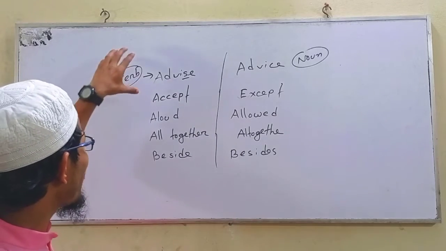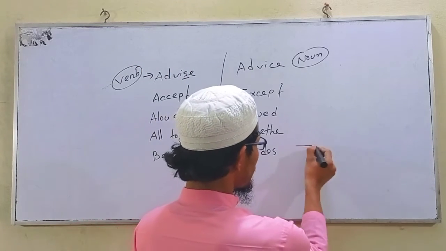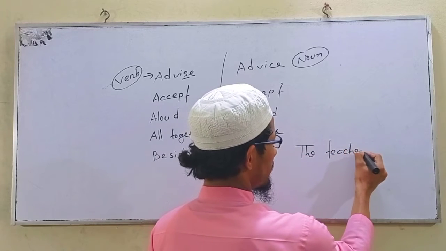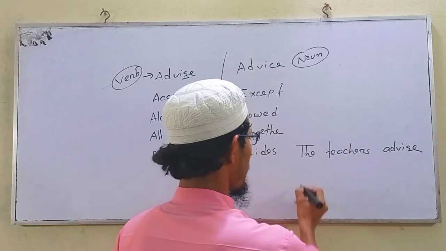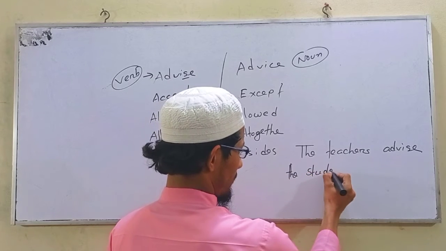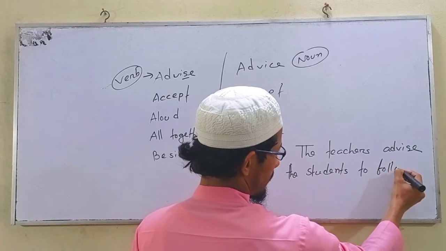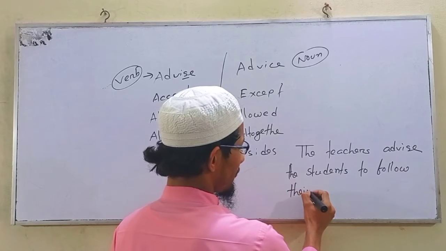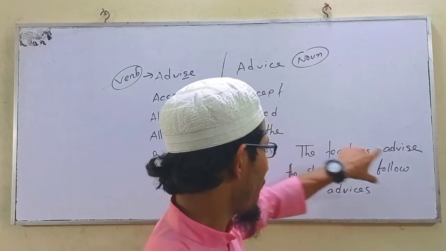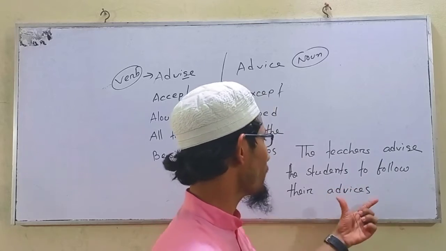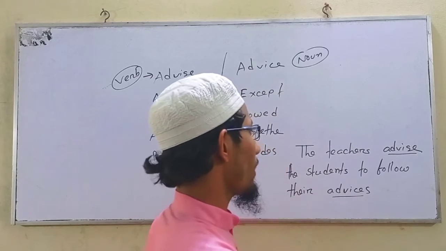So how can we use this verb in a sentence? For example, the teacher's advice. The teachers advise the students to follow their advice. The teachers advise the students to follow their advices. So here the word is a verb, here the word is a noun.